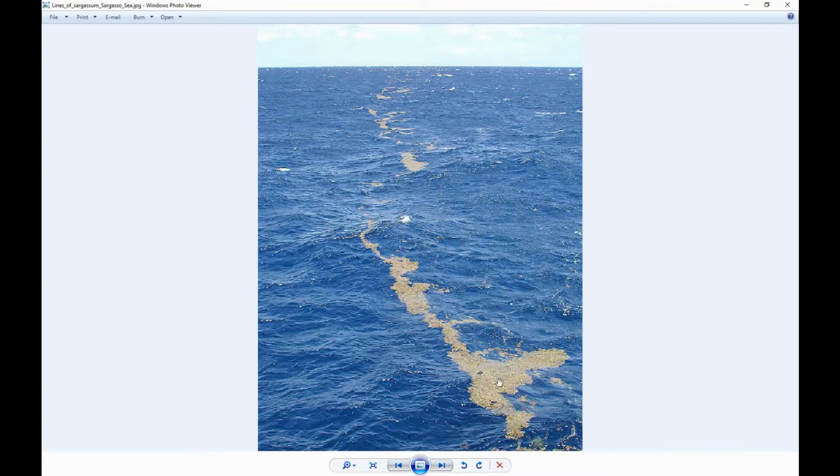So these lines of Sargassum seaweed can stretch for miles along the surface, and it's clumps of floating algae. They're often concentrated by the strong winds and wave action that are associated with the Gulf Stream. So it's seaweed, the genus Sargassum. That's how we get the name Sargasso Sea, and it just floats there en masse on the surface.